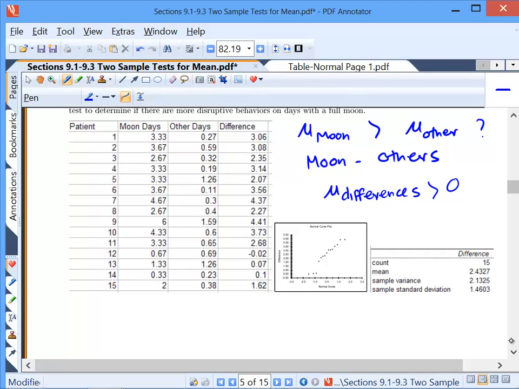Let's write down the summary information they gave me too. So the count, that is my sample size, is 15. My mean, x bar for the differences, is 2.4327, and the sample standard deviation, again for my differences, is 1.4603.